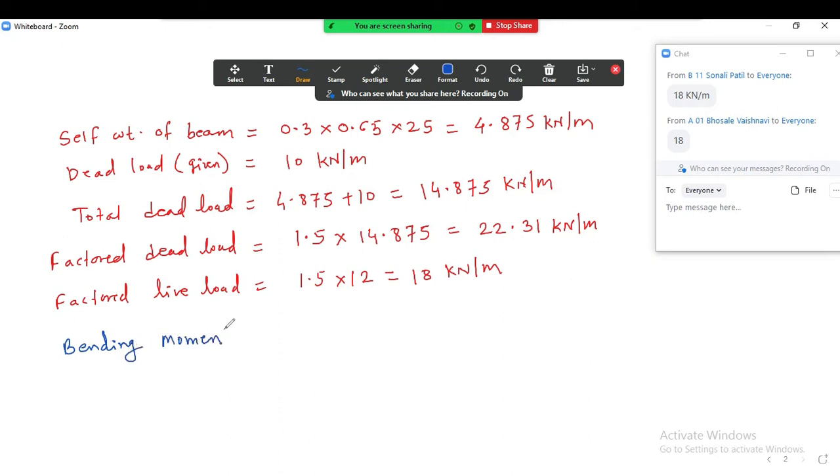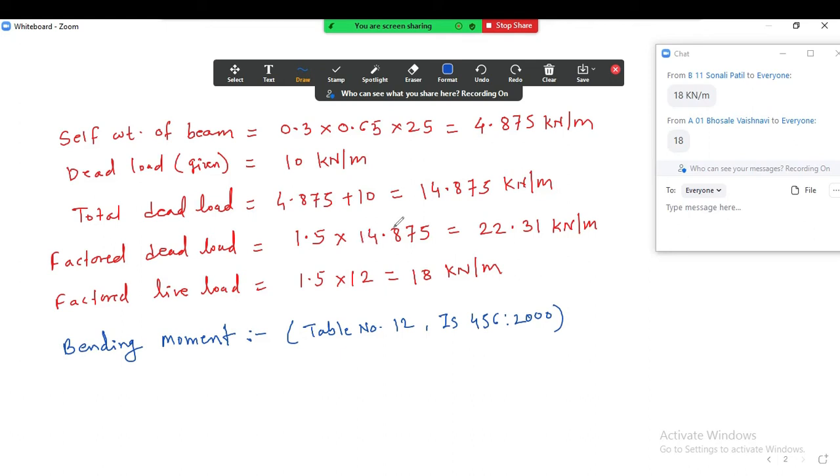Bending moment. Okay, so from where are we going to calculate the bending moment? From Table 12 of IS 456:2000. This is the same table we referred to for the continuous slab, and the same table we are going to refer to for this continuous beam also.